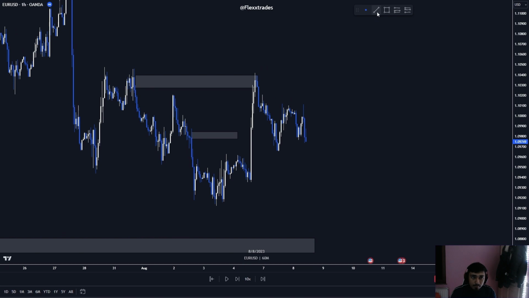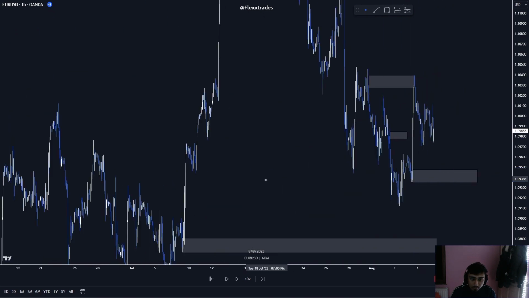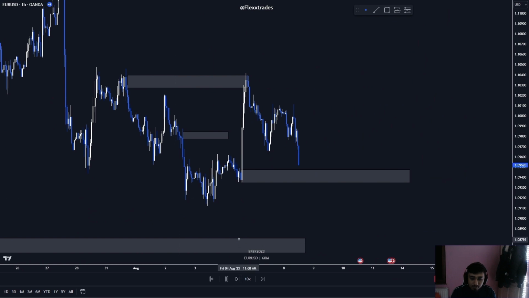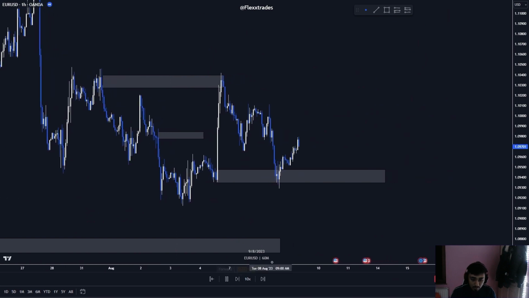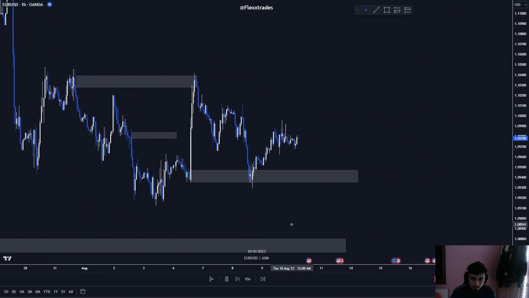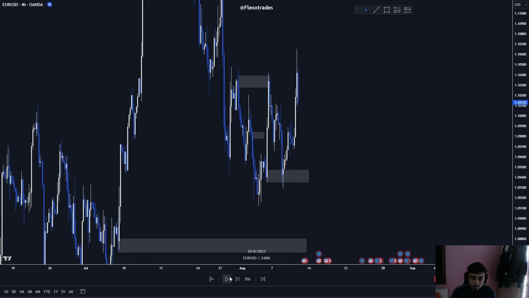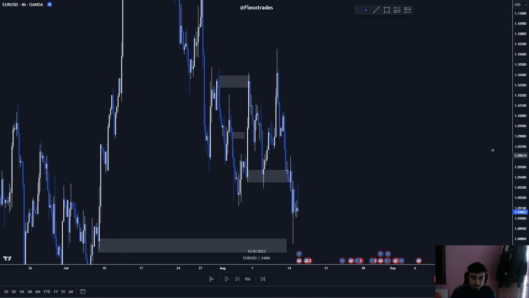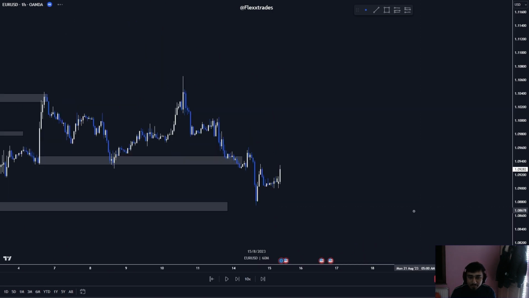It could always come back into this area, which I personally think is inducement, right? If you look, this is a very random bounce. So I think with this inducement, we could just drop back here. Oh, no, I should move to the 4 hour. See what happens. Okay, so exactly as we expected, this was inducement.